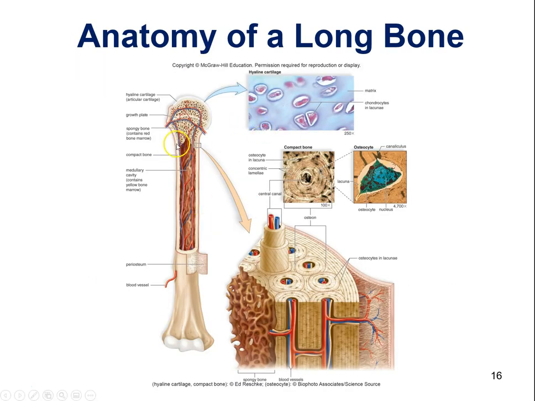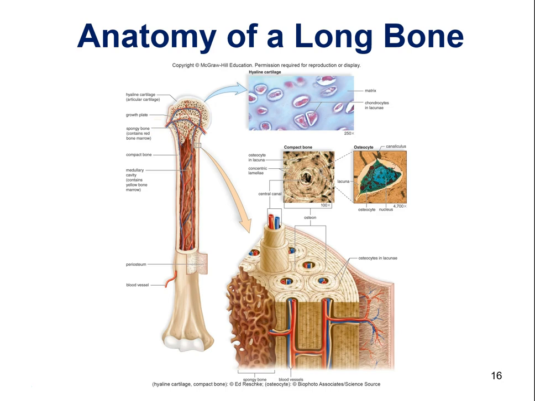So we're talking about, here's your compact bone, right? And then the medullary cavity basically has yellow bone marrow. You can see blood vessels moving through there. This is your compact bone here. On the ends is where you have spongy bone, and that contains the red bone marrow. That's where blood cells are made, in that red bone marrow, okay?